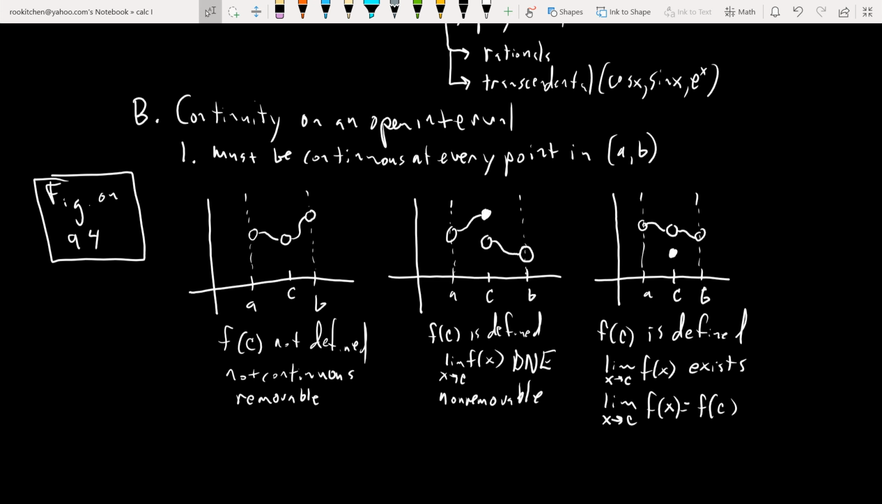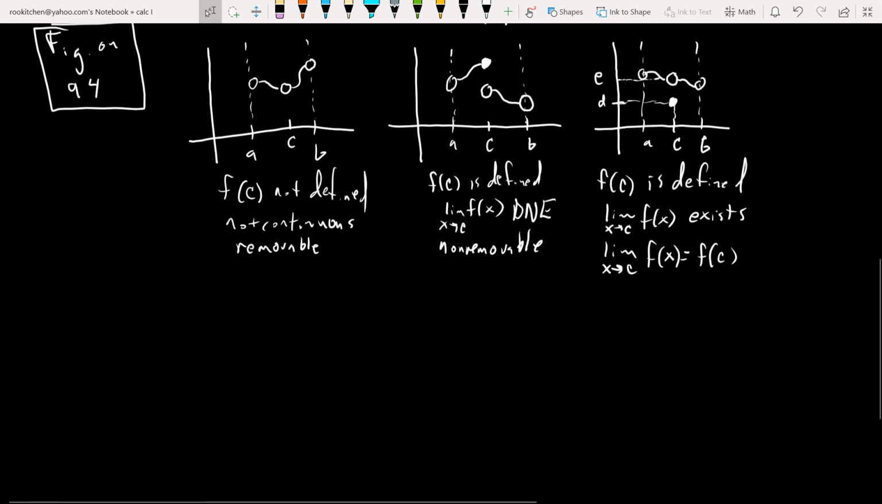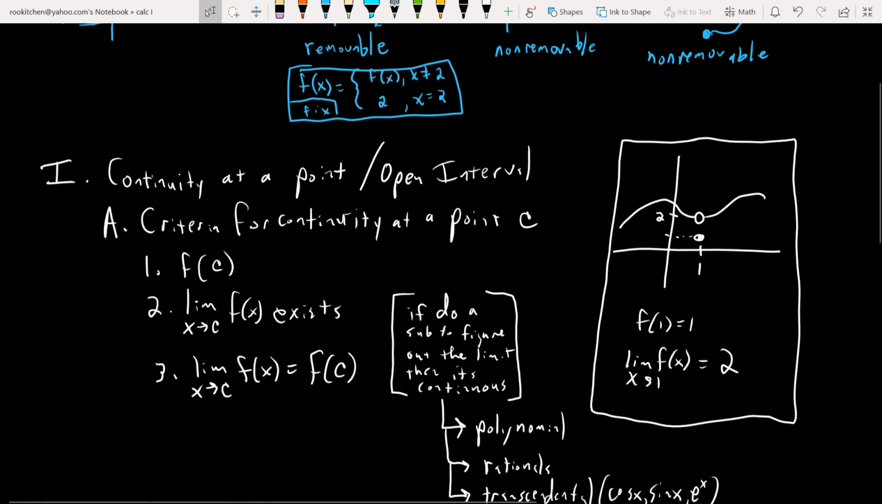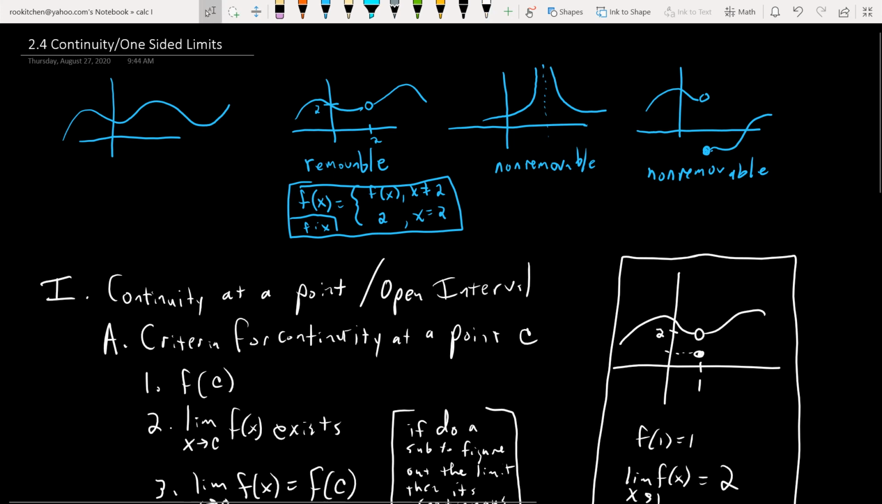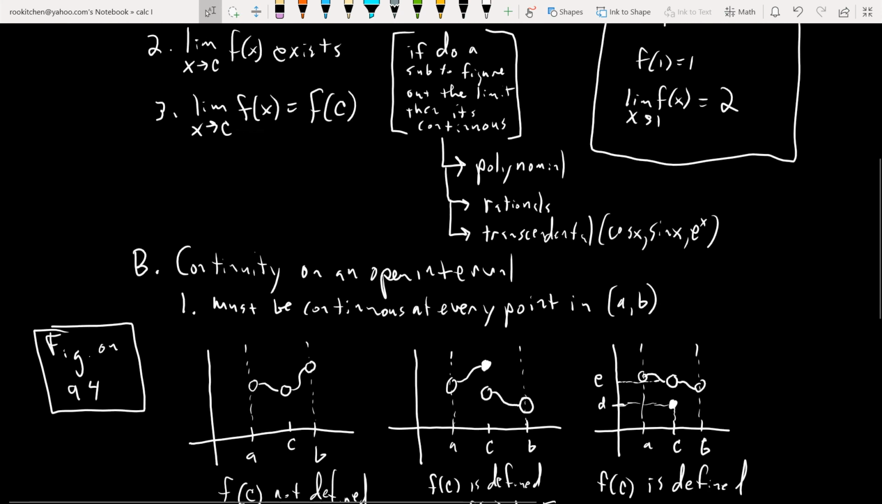So f of c on the graph is at this point here, on the y-axis. Maybe that's some point D. The limit, though, is going to be this point, the open dot. So that would be maybe some E. So it fails the third criteria for being continuous. Okay, so that's that idea. There's also the infinite discontinuity case from above, this non-removable case, which isn't in the figures, but it's also a discontinuity type.